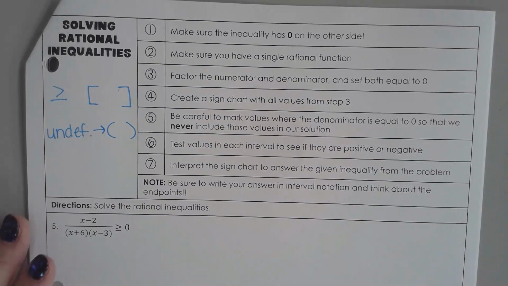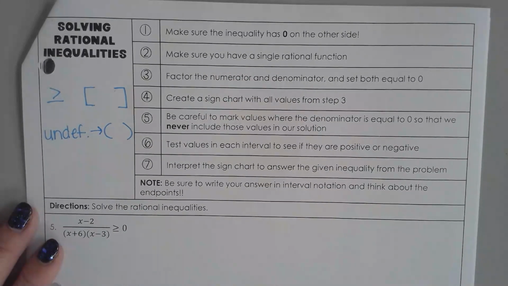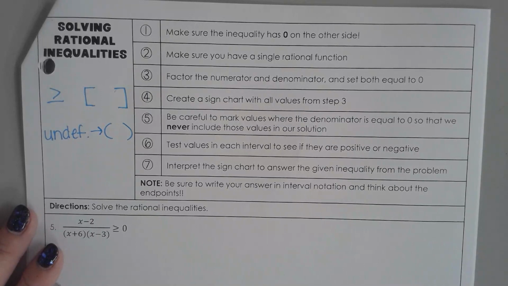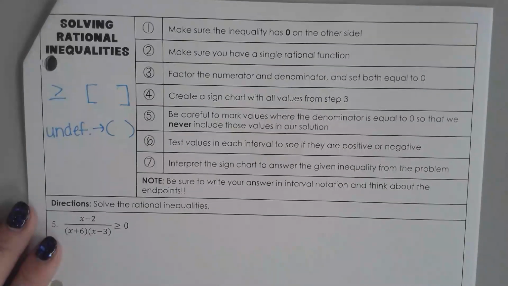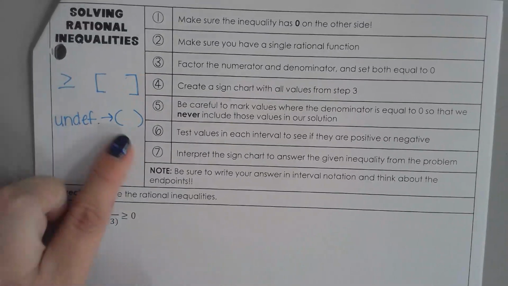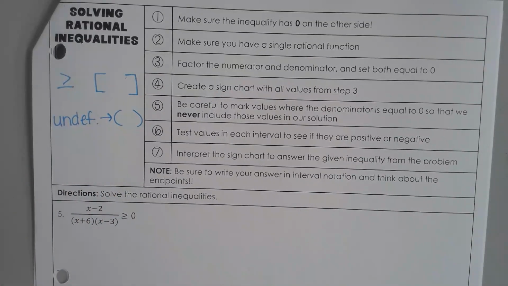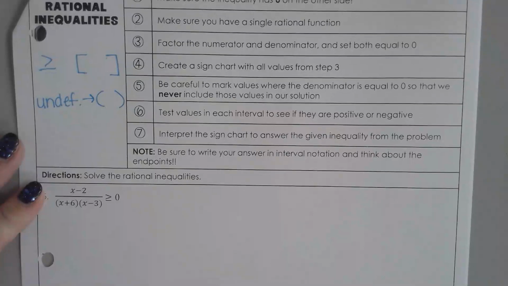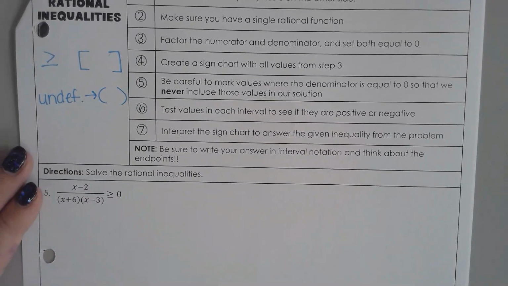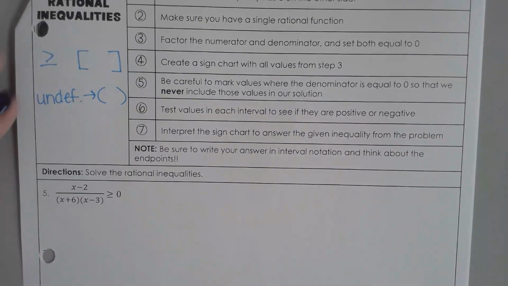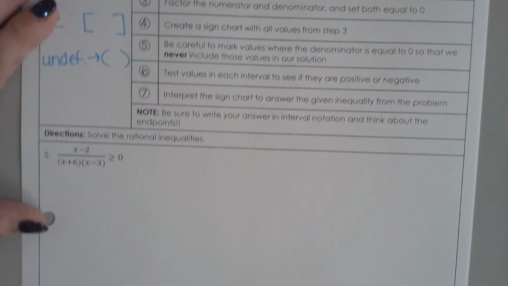I don't know how picky a test question would be on that. I doubt that you would have a test question where everything was the same except one had a parenthesis, one had a bracket. Again, there's never been a test, so I don't know that for sure. But I would think that would be the case. Okay? And then we're just going to test the value. We're going to pick test values just like we did before.